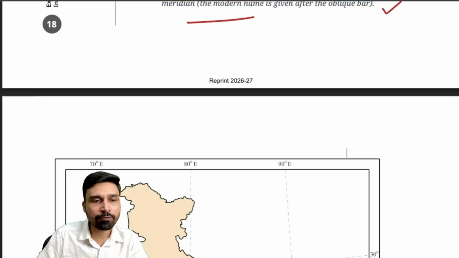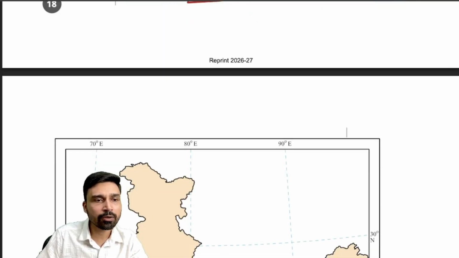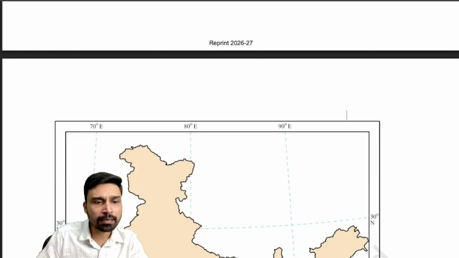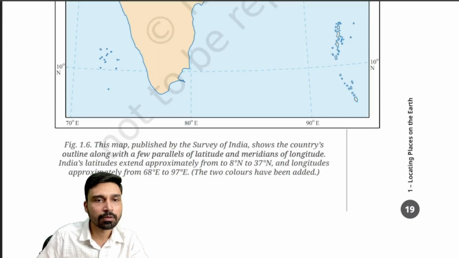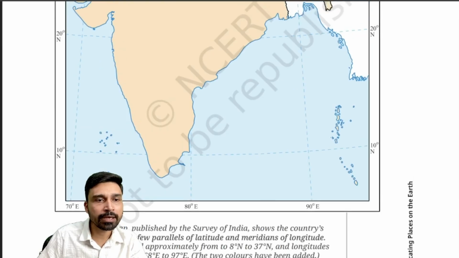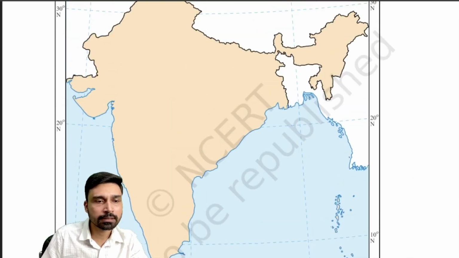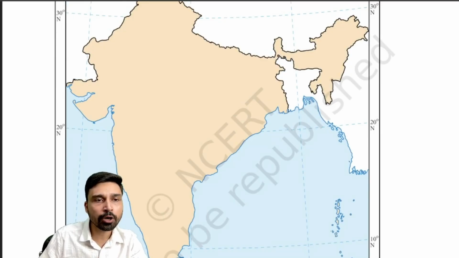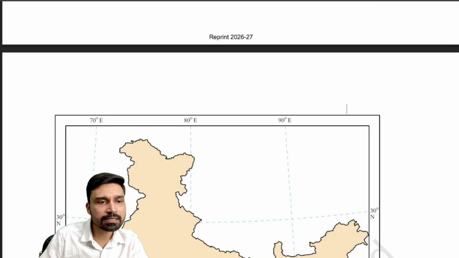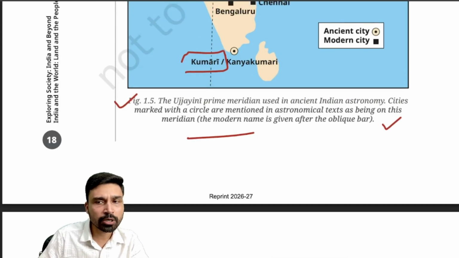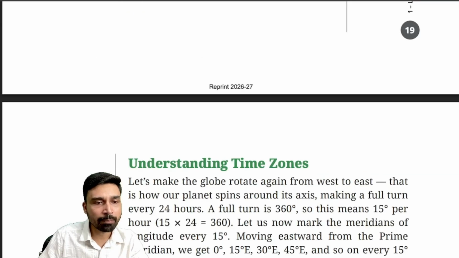Now, the current map of India, the blank map of India, looks something like this. If you look at the extent in terms of latitude and longitude, India starts from somewhere about 8 degree of latitude, and in the northernmost part it goes up to 37 degree. Similarly, it starts somewhere about 67 degree of longitude and extends up to 97 degree. So that is the overall extent given in this particular map.